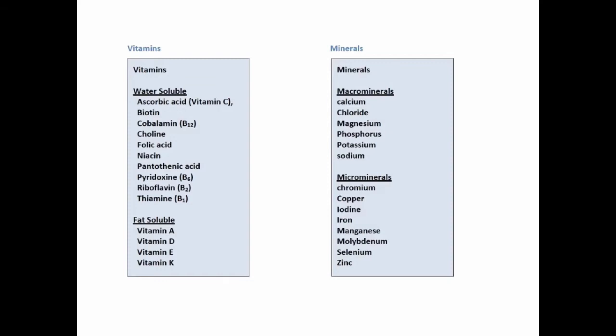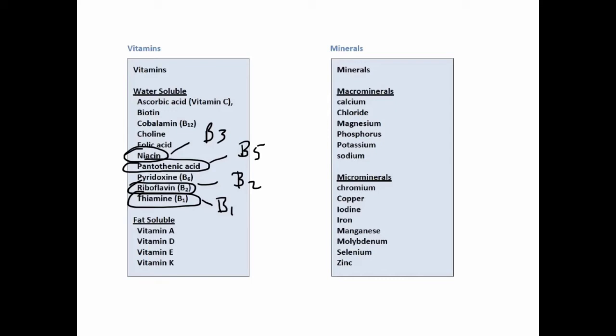Coenzymes can be tightly or covalently attached to an enzyme, or they may bind very loosely. And some of them actually move between enzymes, and these are sometimes called co-substrates. We want to look at 4 vitamins: thiamine, riboflavin, niacin, and pantothenic acid, and these are vitamins B1, B2, B3, and B5. By the way, there is no vitamin B4.